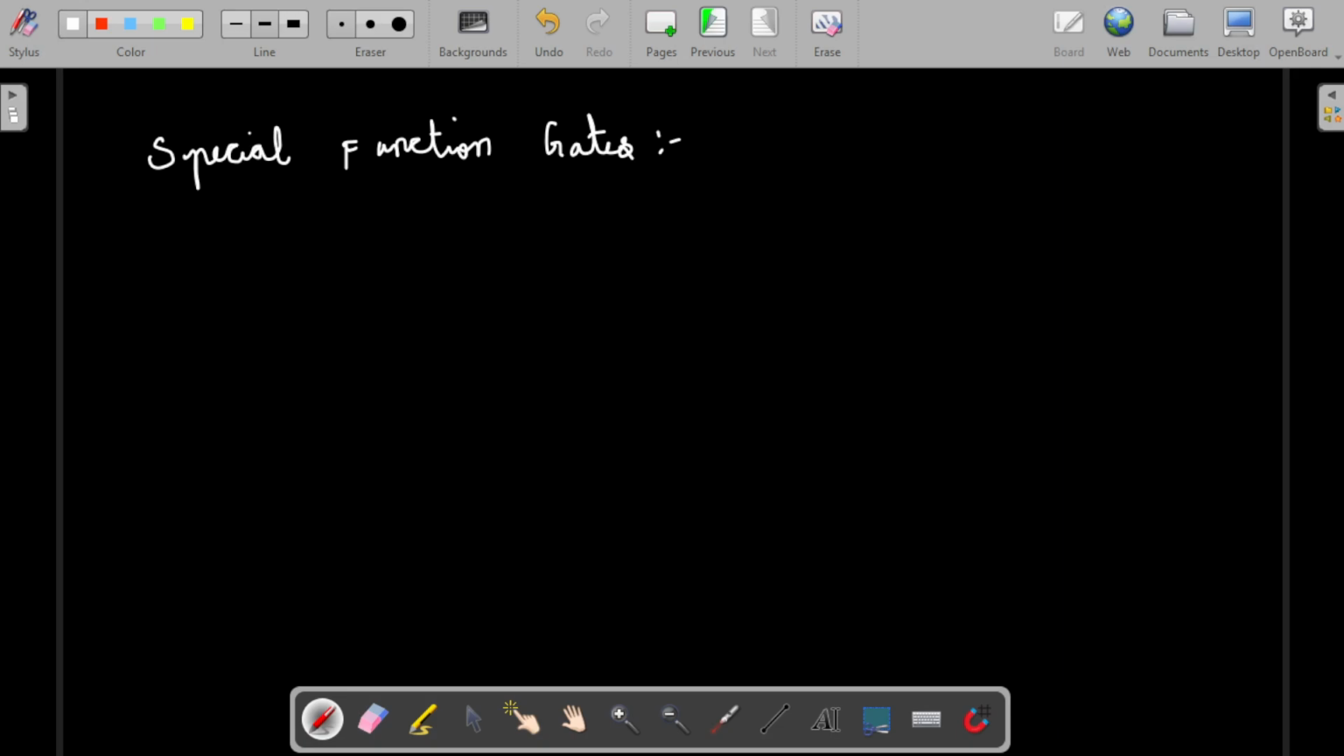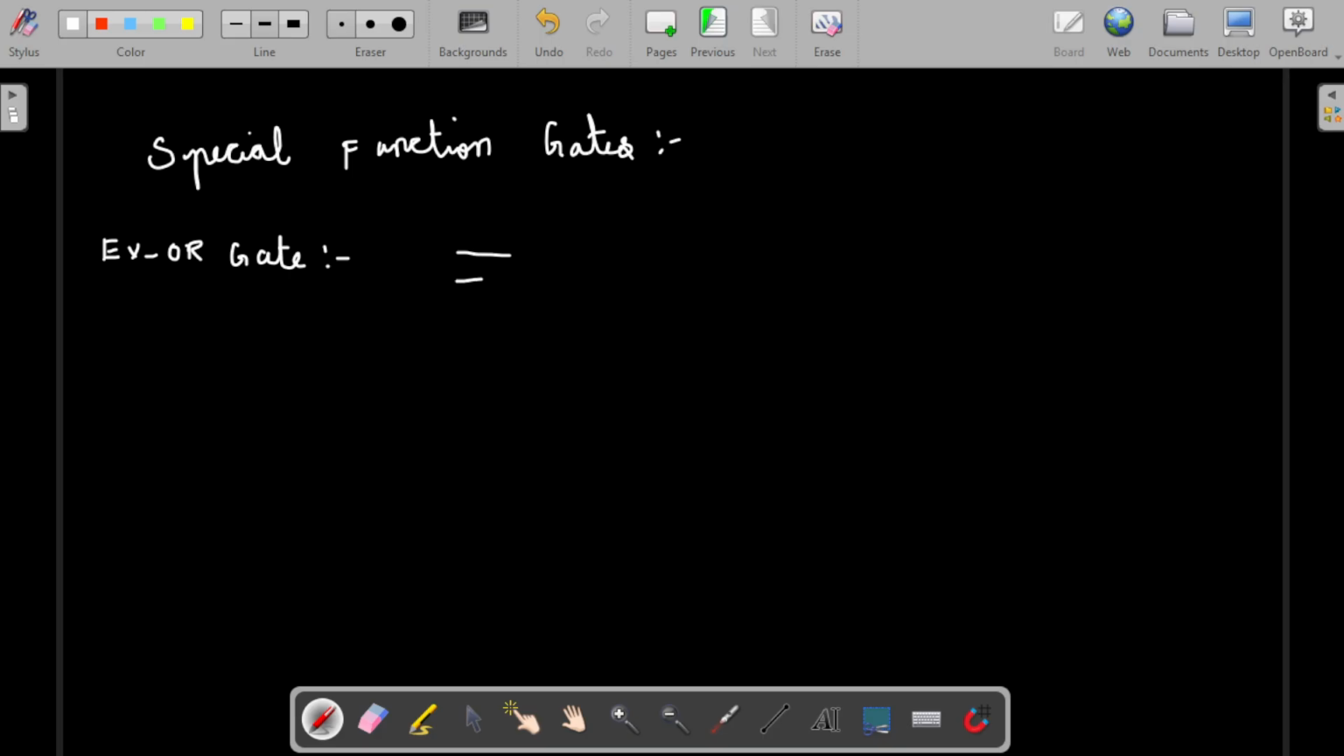So in this lecture, we are going to focus on special function gates. There are only two special function gates, which are XNOR and XOR. So let's first discuss XOR. So, the XOR gate. How will the XOR gate output be?